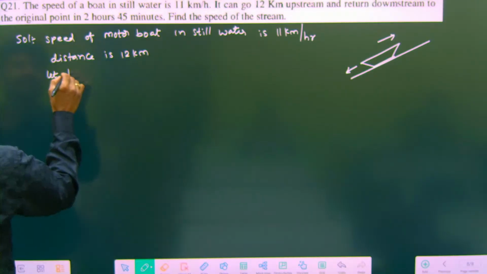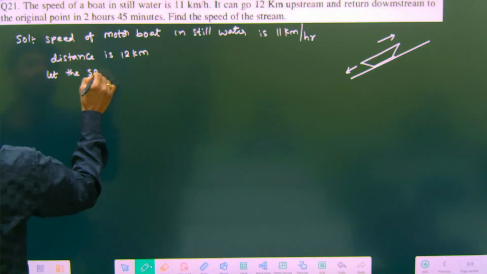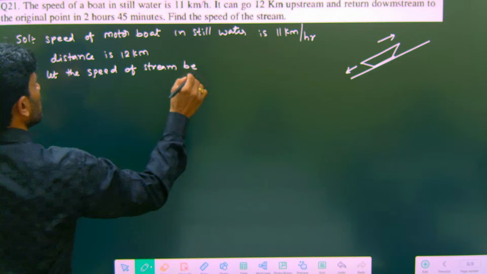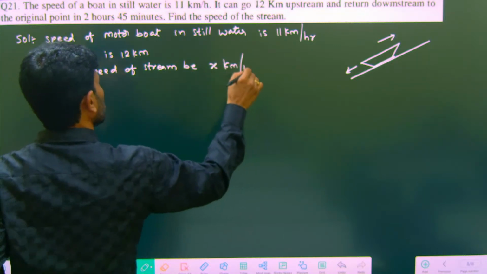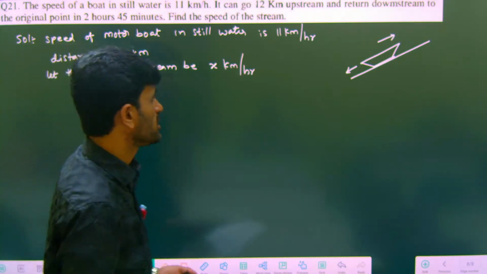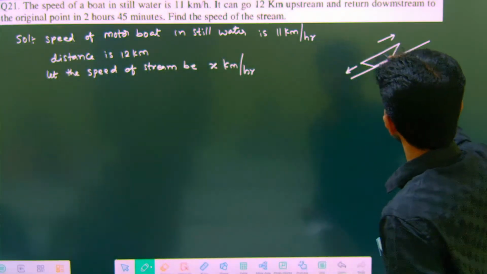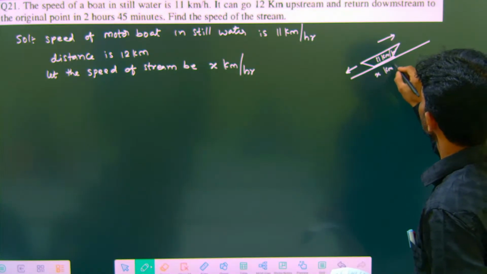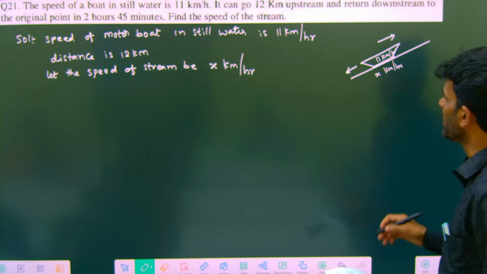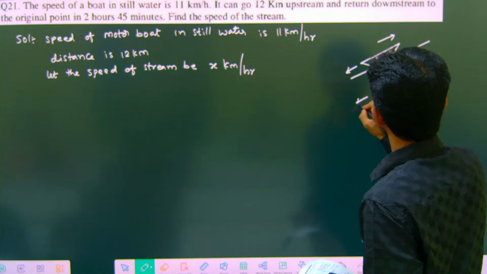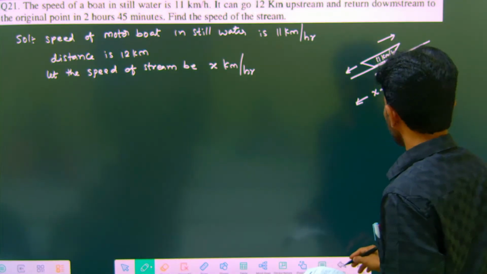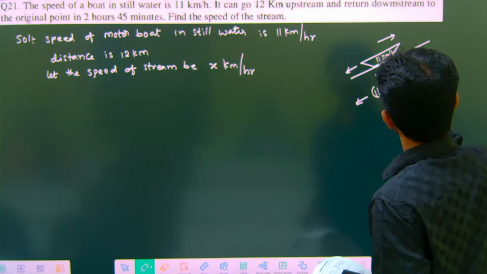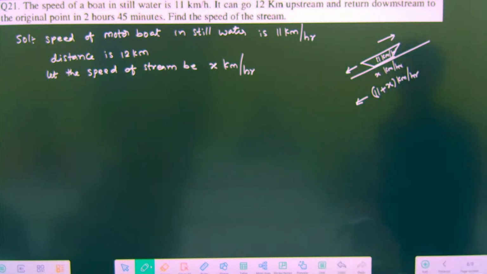So we take let the speed of the stream be x kilometers per hour. Now here boat speed is 11 kilometers per hour. Already it is given. And stream speed is x kilometers per hour. I told these two will be added in the downstream. So in the downstream, boat speed will be 11 plus x kilometers per hour. This is the speed of the boat in downstream.